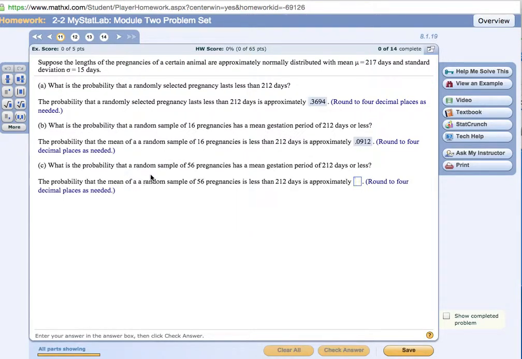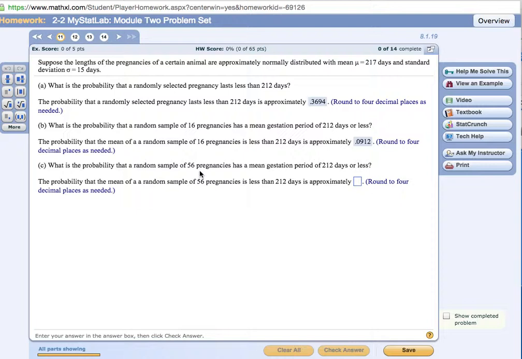And then what is the probability that a random sample of 56 pregnancies has a mean gestation period of 212 days or less? Again, we're going to take the standard deviation, which is 15, and divide it by the square root of 56. And that's not as nice of a number, so I'm going to do that in my calculator.